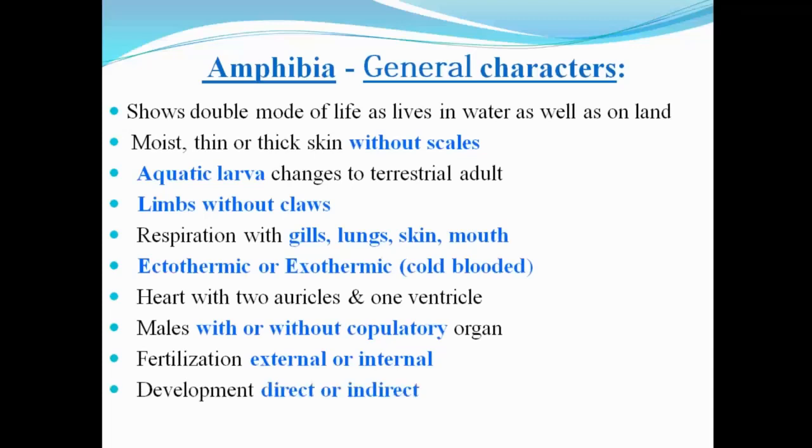In direct development, the young one develops with similarities to its parental characters, and indirect development is the development in which the young forms are totally different from their adult forms. Some examples of the Amphibia are frog, salamander, and Ichthyophis.